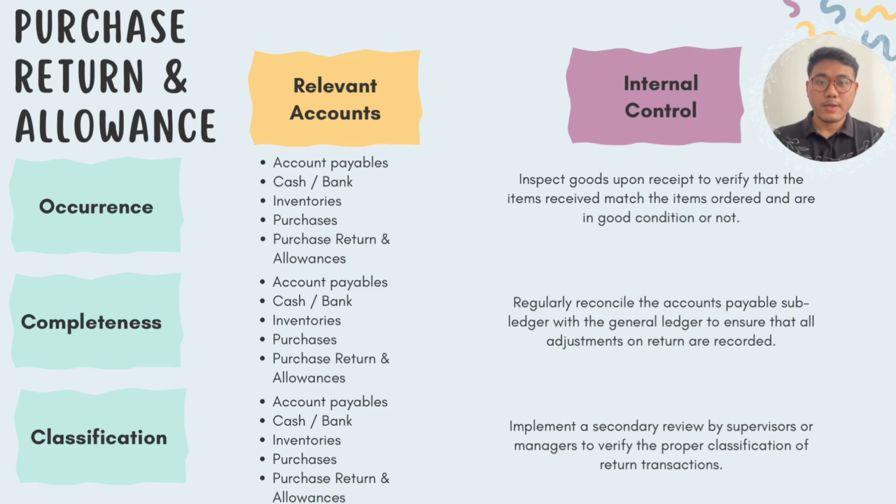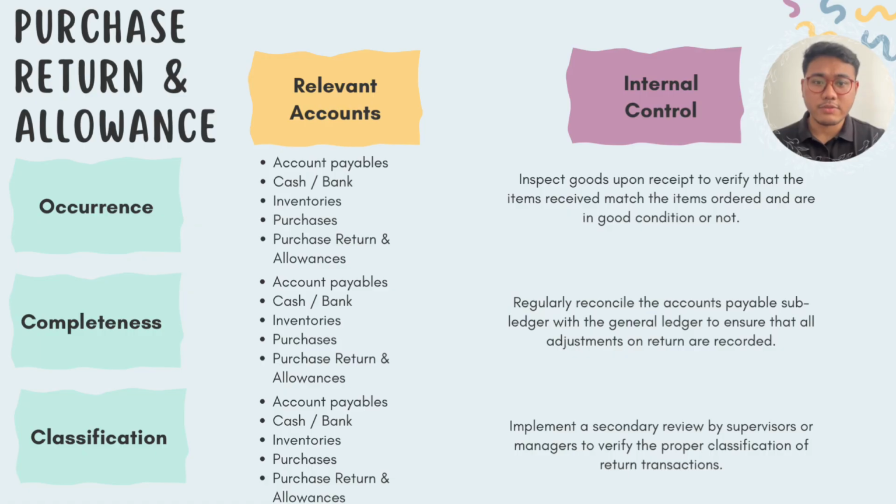Next is completeness. We focus on completeness, which ensures that all returns and allowances are fully recorded in the financial system. Again, the relevant accounts are the same: accounts payable, cash or bank, inventory, purchases, purchase return and allowance. The key internal control here is to regularly reconcile the accounts payable sub-ledger with the general ledger. This helps confirm that all return adjustments are accurately captured and no transaction is left out.